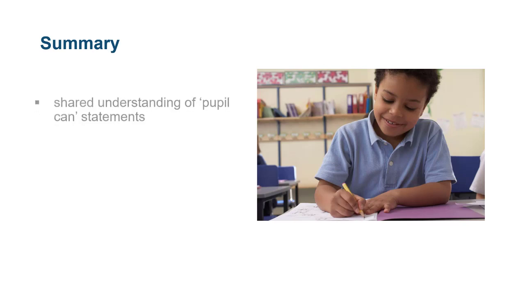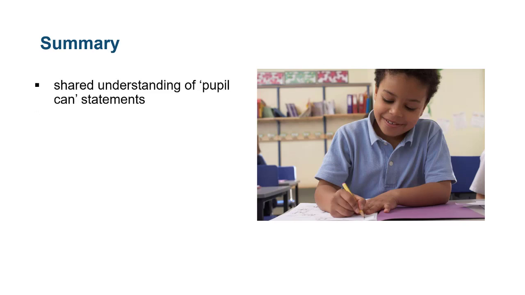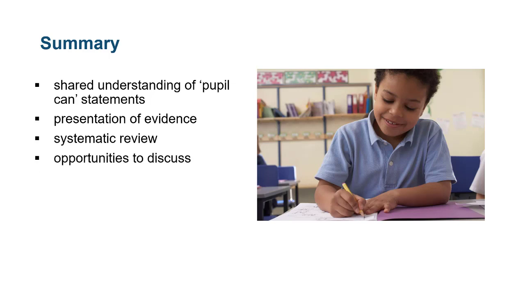In summary, the professional discussion needs to focus on establishing a shared understanding of the teacher assessment frameworks and pupil can statements, through the discussion of supporting evidence presented by teachers. It should involve the systematic review of pupil can statements, and there should be opportunities to discuss judgments, including any gaps in evidence or instances of particular weakness. It gives teachers the opportunity to show that the pupil's work consistently demonstrates attainment in line with teacher assessment frameworks. This supports the moderation process of ensuring that teacher assessments are accurate and consistent for all pupils and in line with national standards.